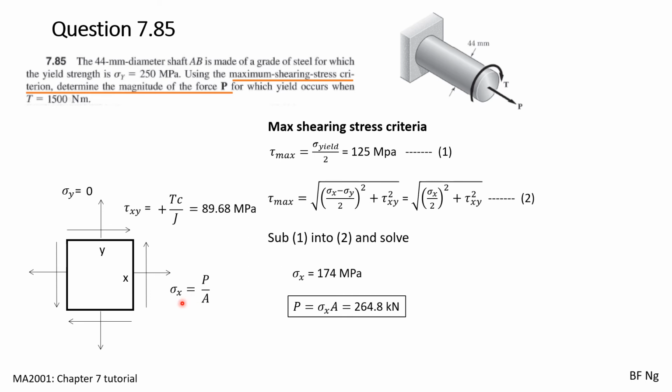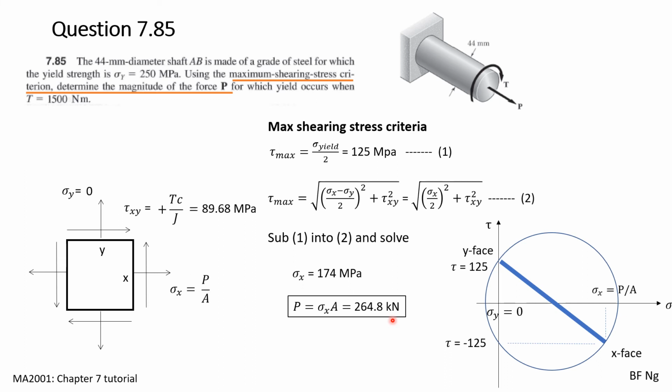Given that sigma x equals P over A, we can make P the subject, and then we find that P is equal to 264.8 kilonewtons. You can also solve the question using the Mohr circle, which looks like this. I will leave it to you to work out.